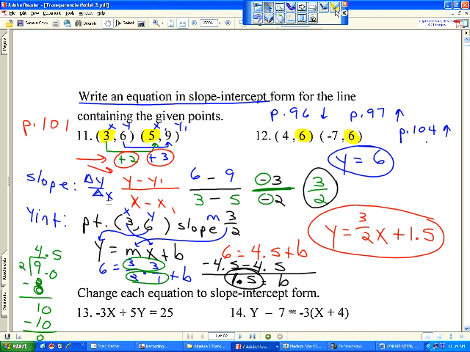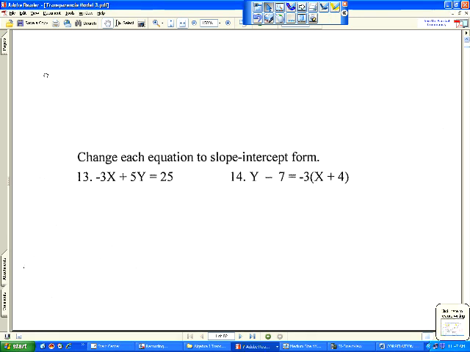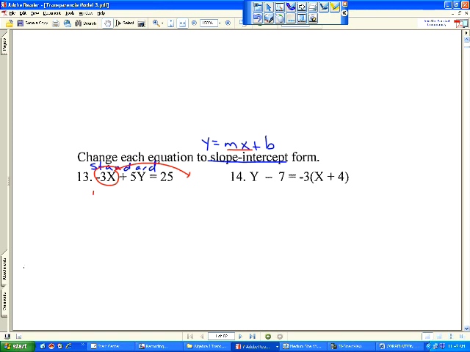All right, number 13. We're trying to go from, what form is this in? Standard, to slope-intercept. And what is slope-intercept? y equals mx plus b. To go from standard to slope-intercept, what's our first move? Get the x term to the other side, because we need our x on the other side, remembering to change the sign when you cross over.